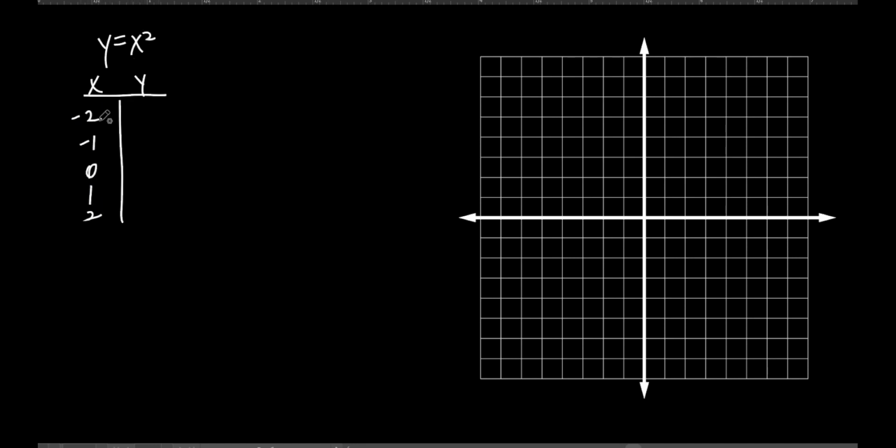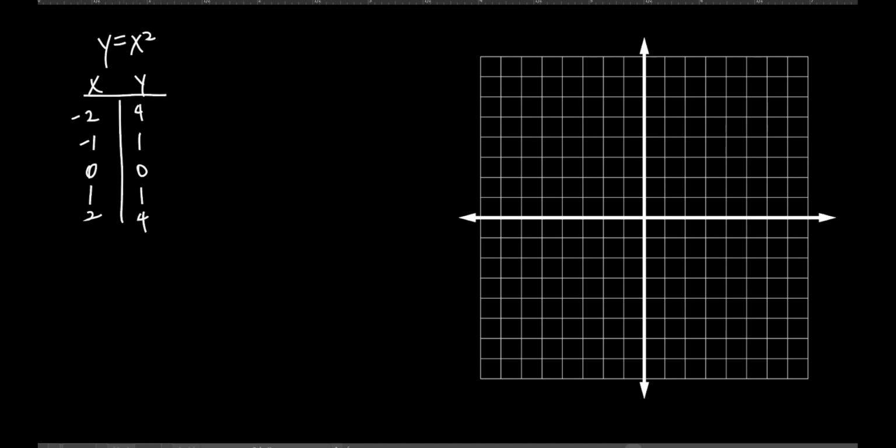So if I stuck a negative 2 in for the x there, what's my y going to be here? It's going to be negative 4 or positive 4 because I'm squaring it. What's that going to be? It's going to be positive 4, right? Because negative 2 times negative 2, or negative 2 squared, is positive 4. Put a negative 1 in there, what's that going to be? Positive 1. Put a 0 in there, it's going to be 0. Positive 1 is 1, put a 2 in there, and you get a positive 4.